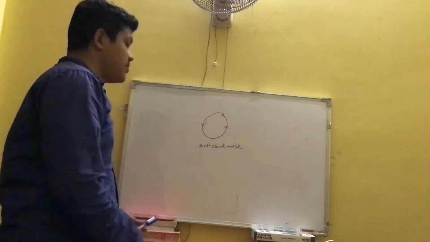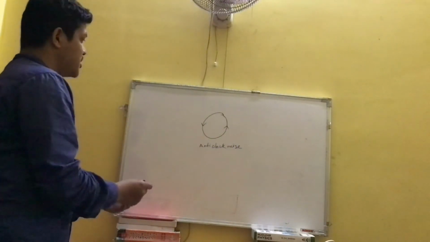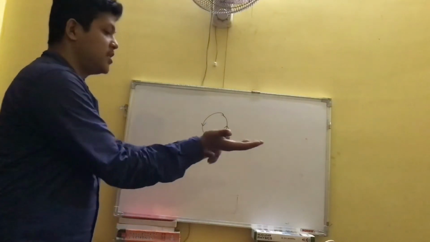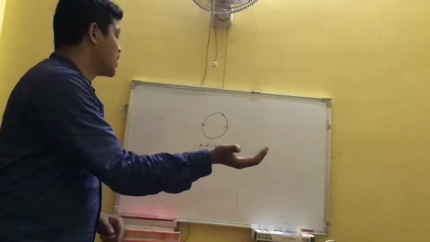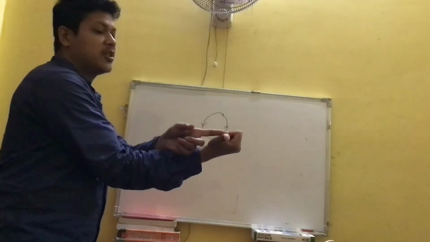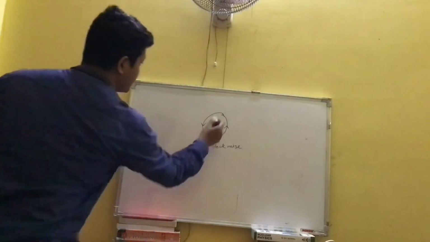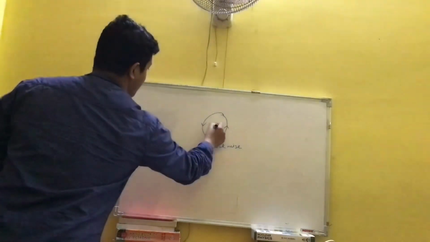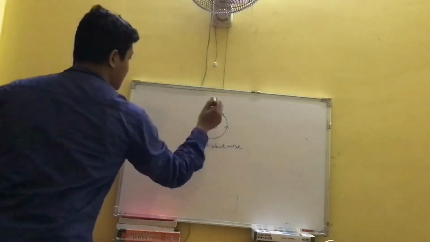That will be determined by the right hand thumb rule. If you curl the fingers other than the thumb in the direction of current in this loop, then the thumb points outwards, normally outwards, in this way. So let me represent the outward direction by a dot.